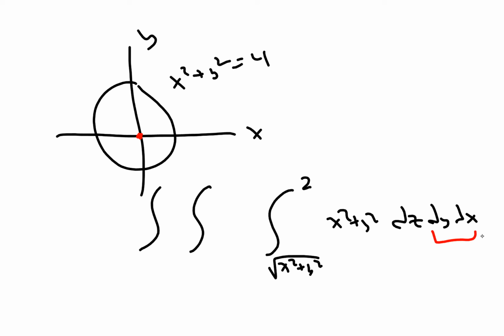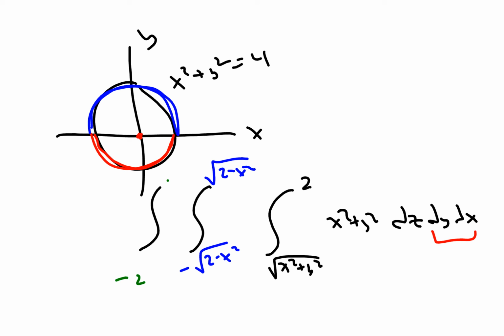Well, y is going from the lower semicircle here, which I've highlighted in red, to the upper semicircle here, which I've highlighted in blue. So the upper semicircle is the square root of 4 minus x squared, and the bottom one is negative the square root of 4 minus x squared. And then this is all going to happen as x varies from negative 2 to 2.